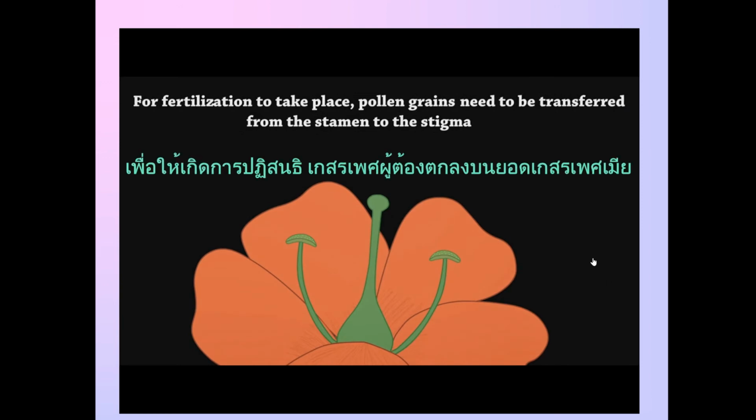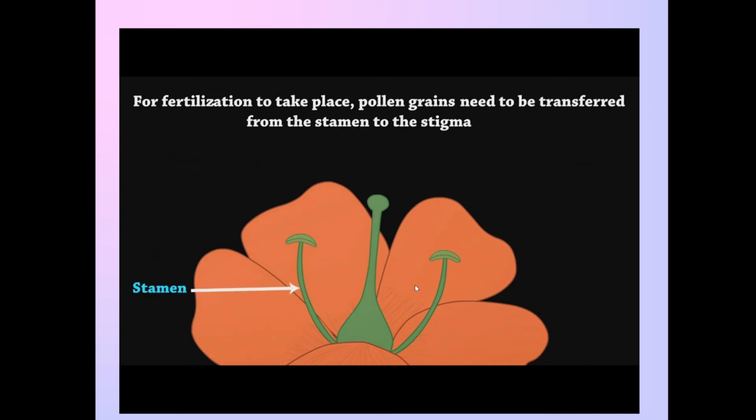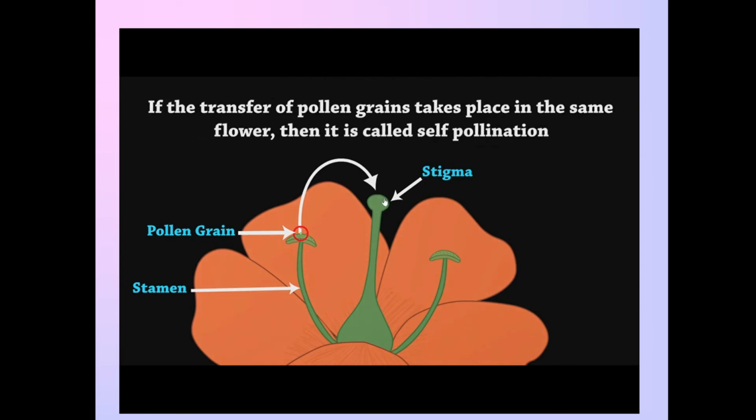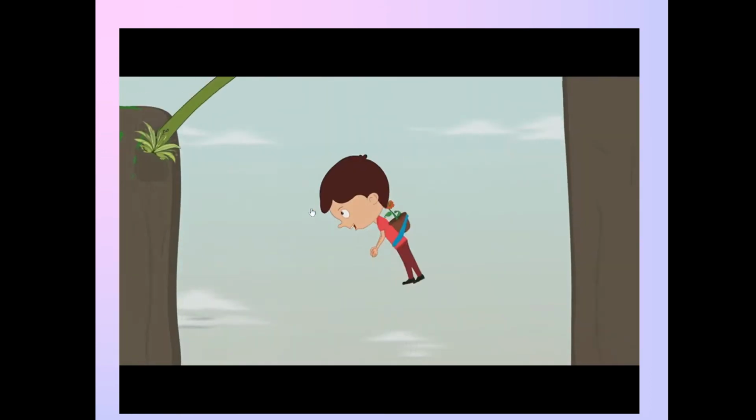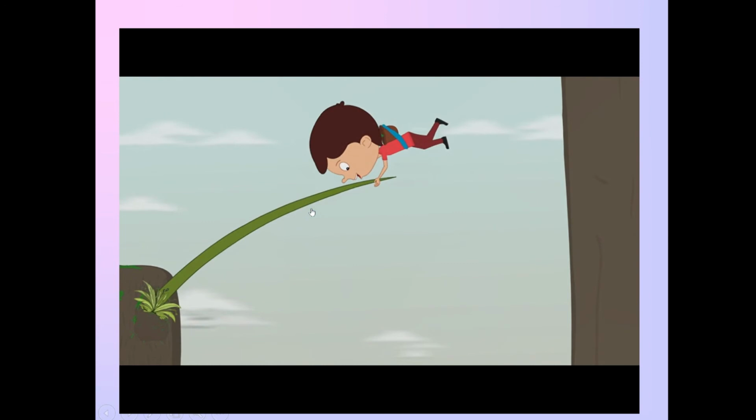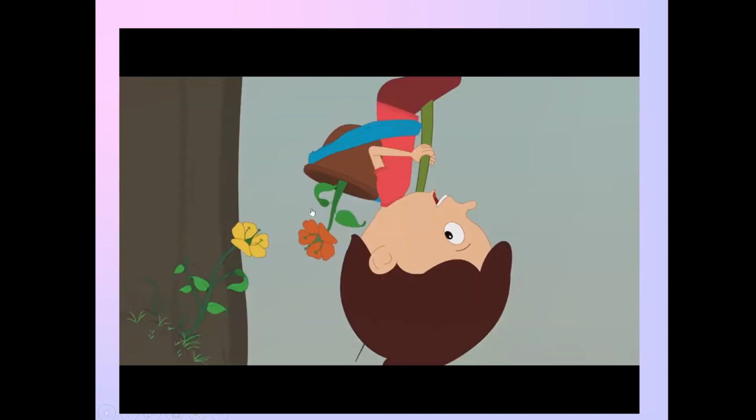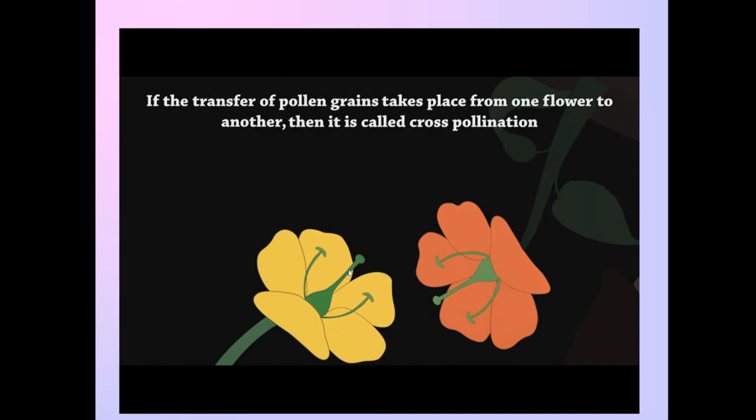For fertilization to take place, pollen grains need to be transferred from the stamen to the stigma. If the transfer of pollen grains takes place in the same flower, then it is called self-pollination. If the transfer takes place from one flower to another, then it is called cross-pollination.